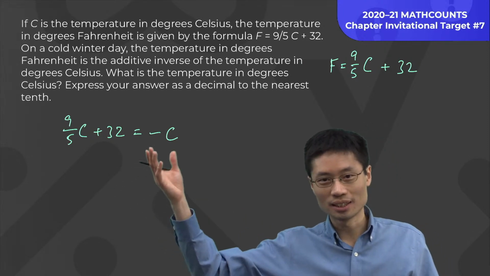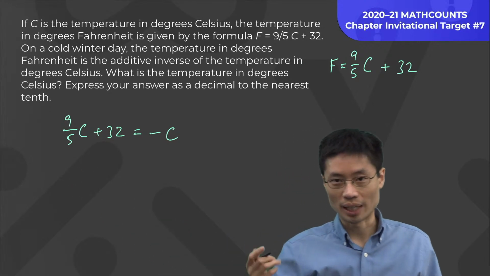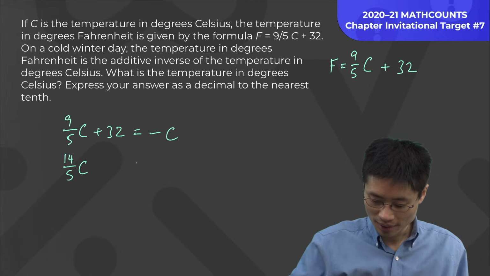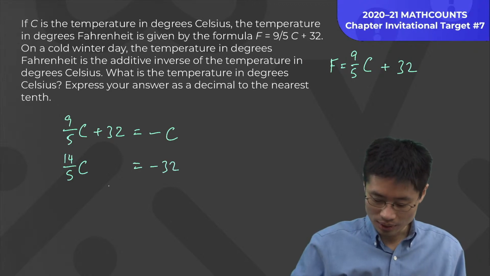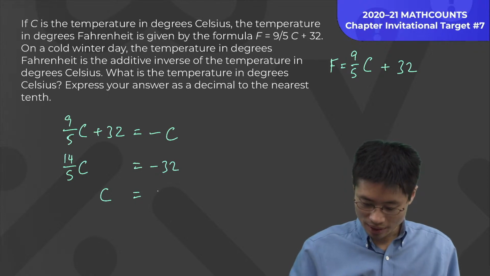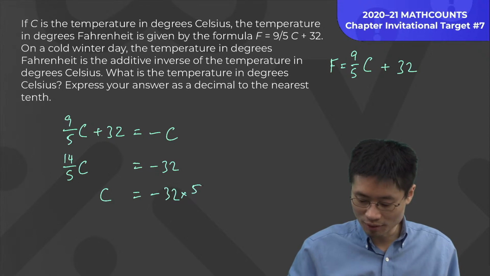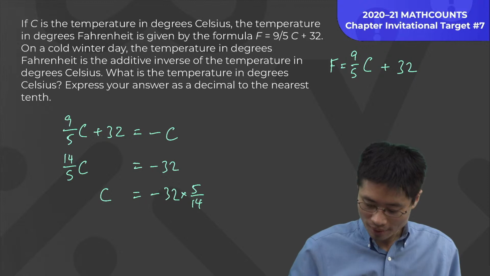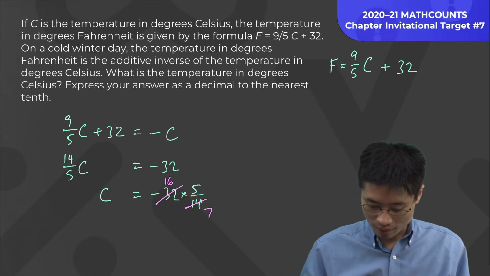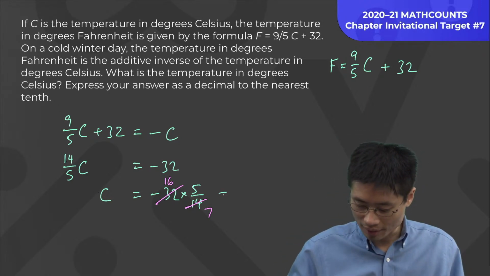So let's put it together. Let's move this one over here. So adding 1 to both sides, that gives me 14 over 5 C is equal to negative 32. So C is equal to, I got to do some division stuff. It's negative 32 times 5 over 14, cancel time. The 14 and the 32 divide by 2, so I get 7 here. Divide by 2, I get 16 there. All right. So I get negative 80 over 7.